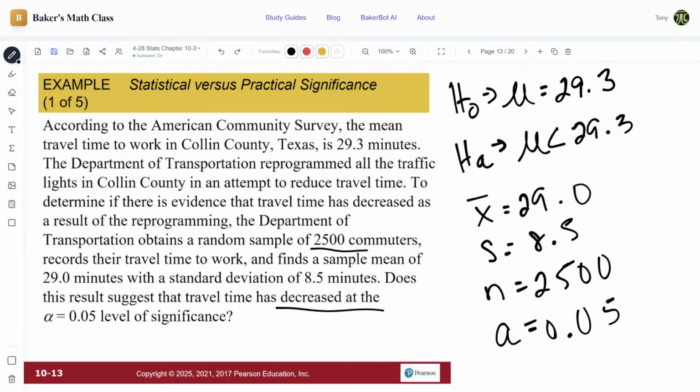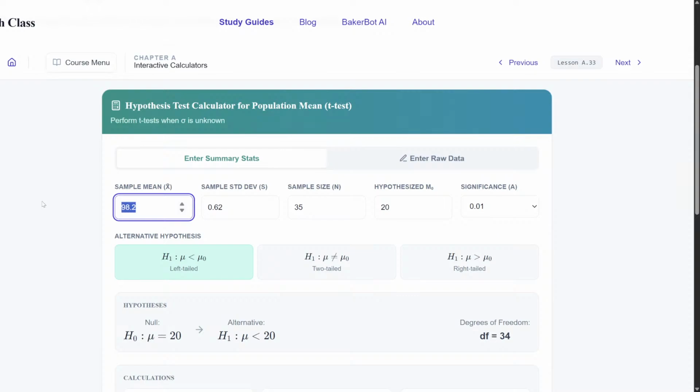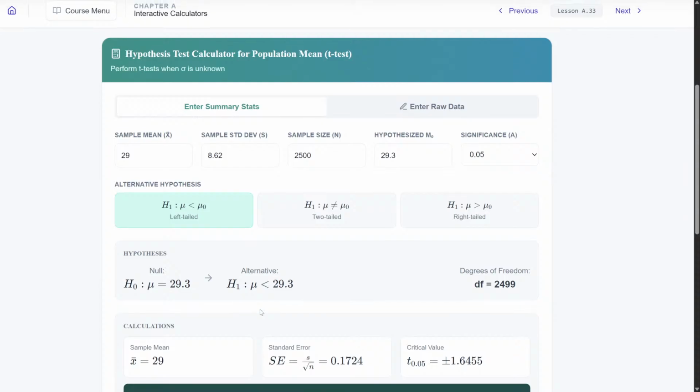Okay. Let's see if it makes a difference. So they've just reprogrammed all the lights. So let's see if it made a difference. All right, so 29.3 is my null hypothesis and alternate hypothesis. My degrees of freedom is off the charts. My sample mean is 29.